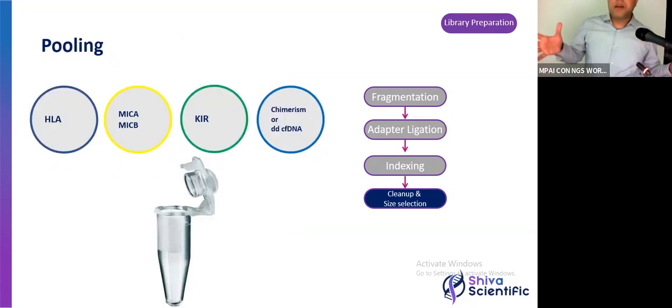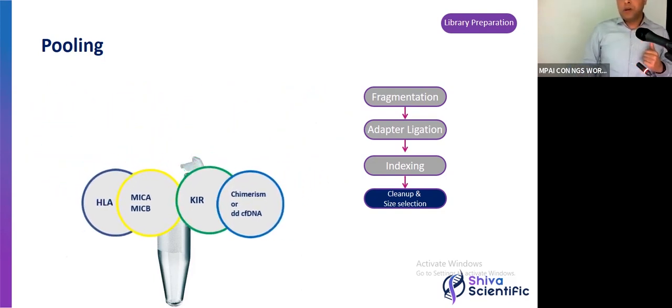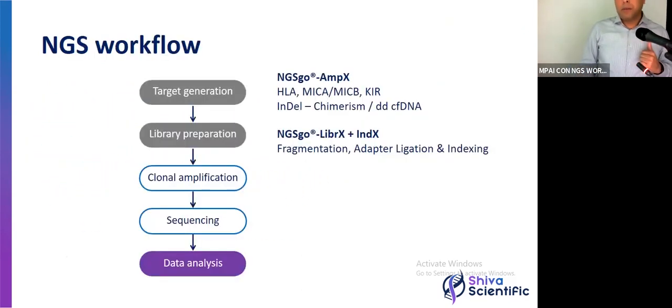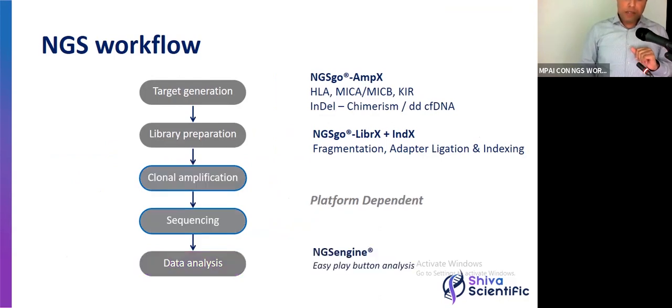Imagine in a transplant diagnostic lab, there can be utility of HLA typing. You create one library of HLA, another library of MIC-B genes, maybe for chimerism, also for cell-free DNA. All of them are interpoolable; they are all at the same molarity, the insert sizes are similar, and they can be easily pooled. Once you pool them, you go for your amplification and sequencing, which is again platform dependent, short read or long read, depending on which platform you're using. Then eventually comes the data analysis.